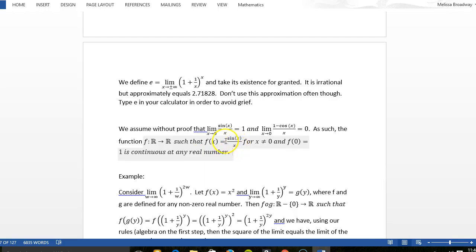In fact, this is going to be a thing called the sinc function, SINC of x. It equals sine x over x at non-zero x, and it equals 1 at x equals 0 itself. And sinc is continuous everywhere in its domain, which is all real numbers, by the way. So good to go.